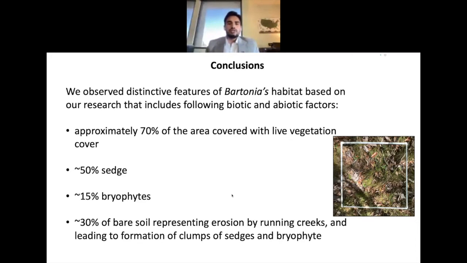According to our research, we found that where Bartonia is present, 70% of the area was covered with live vegetation, 50% of which were sedges and 15% were bryophytes, and 30% was bare soil, representing erosion by running creeks and leading to the formation of clumps and sedges, which are the habitats or the living grounds for our species of interest.